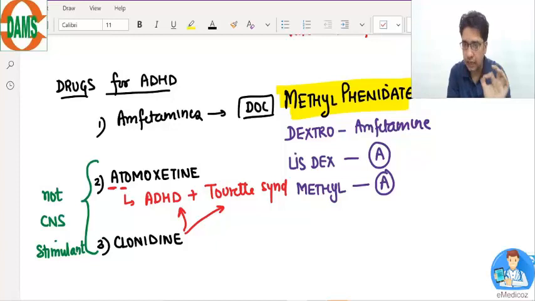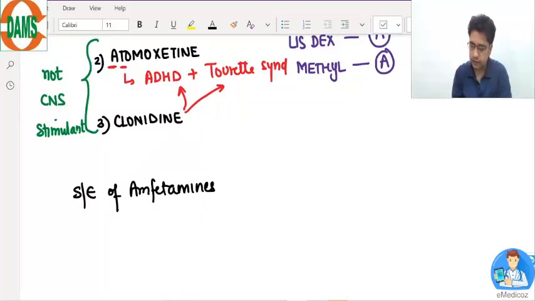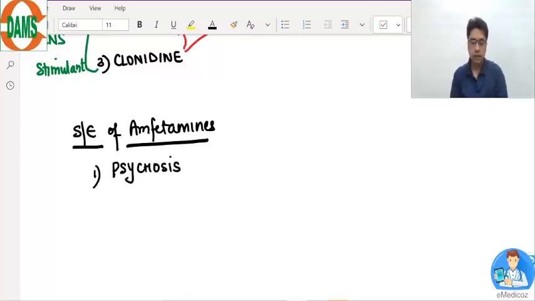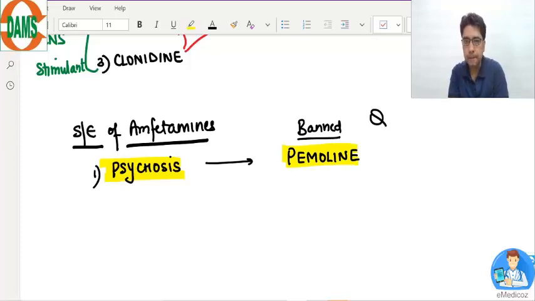Let's talk about the side effects of amphetamines. Very simple and easy, just think logically. The first side effect you will write is that amphetamines produce psychosis. Because of this reason, one amphetamine got banned. That amphetamine name was pemoline, and you will find this question: which amphetamine got banned because of psychosis? You can write pemoline.